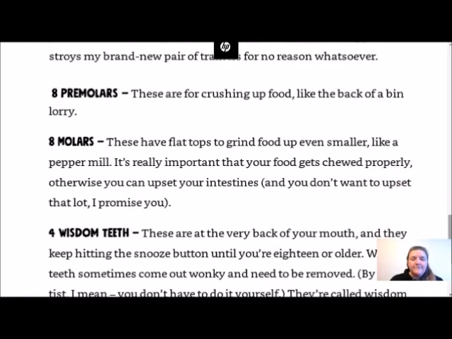8 premolars. These are for crushing up food, like the back of a bin lorry. 8 molars. These have flat tops to grind food up even smaller, like a pepper mill. It's really important that your food gets chewed properly, otherwise you can upset your intestines, and you don't want to upset that lot, I promise you.